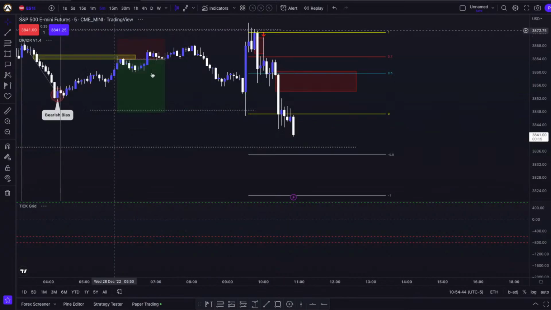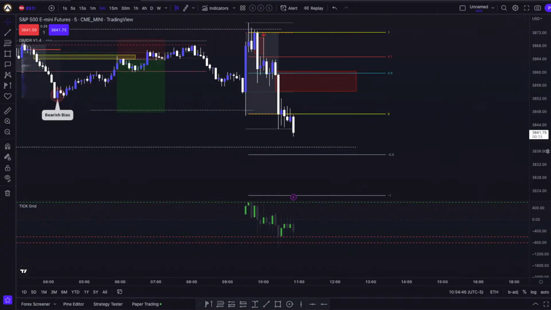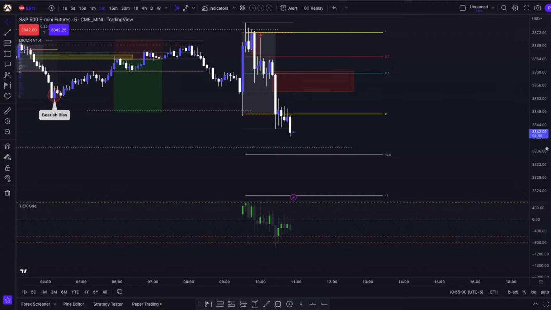Continuation, let's go to our 5-minute chart because we are 10 seconds away from our bias to be confirmed with our close below. It is a hint if close below the IDR. Yeah, I agree.